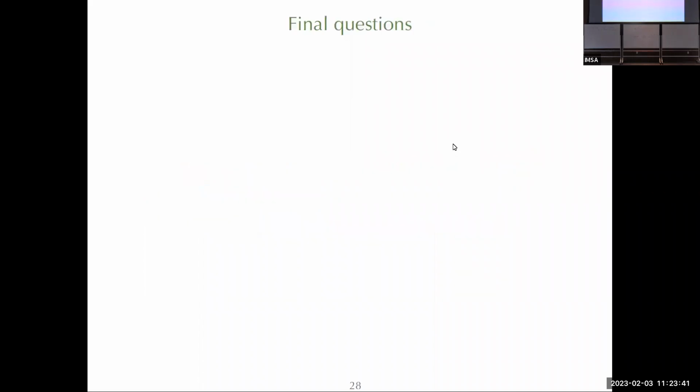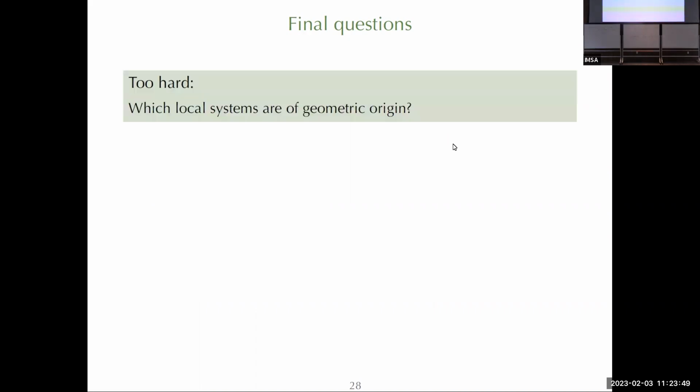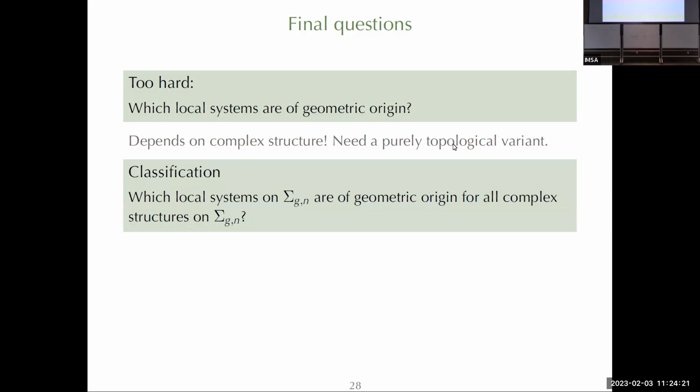Okay. Let me finish up with some final questions, and then if people are interested, I can say something about the hard parts of the proof. For me, the following question is very inspirational: which local systems are geometric? For a smooth projective variety, you can ask which representations of the fundamental group show up in the monodromy of families. This question is too hard, even for curves. Why is that? If you ask it for curves, the answer depends on the complex structure. So if you want a chance of answering the question, you need something purely topological.